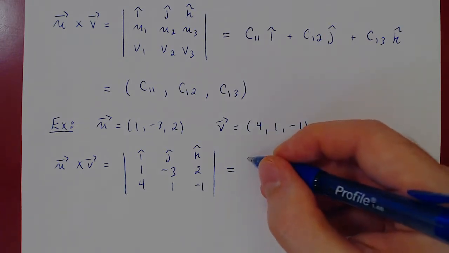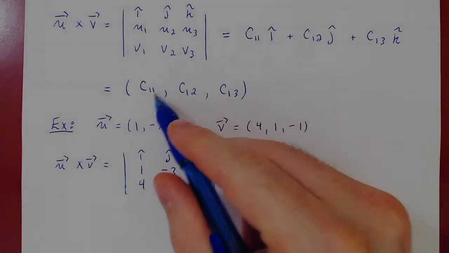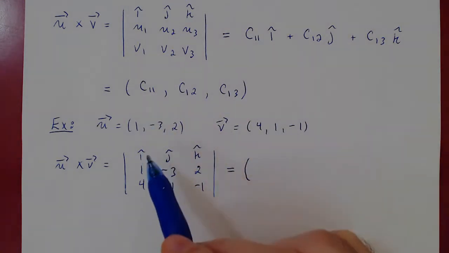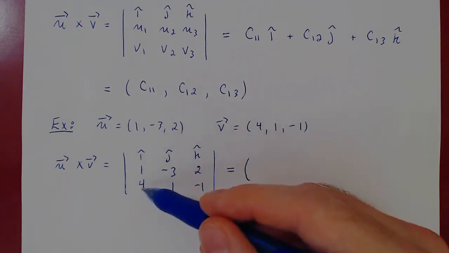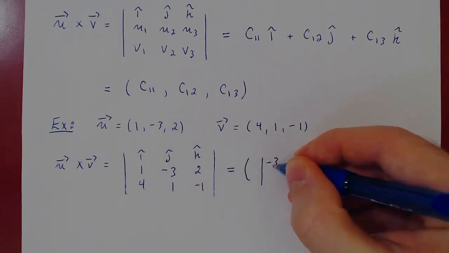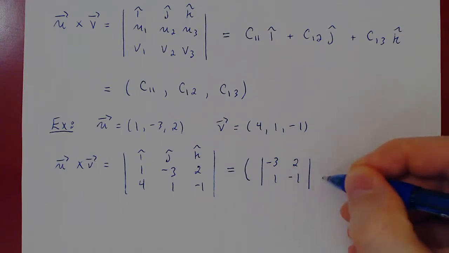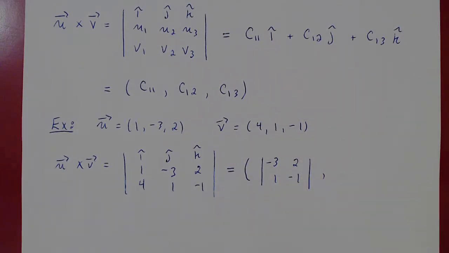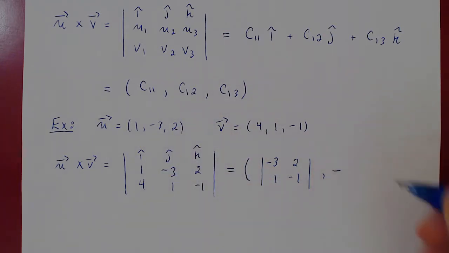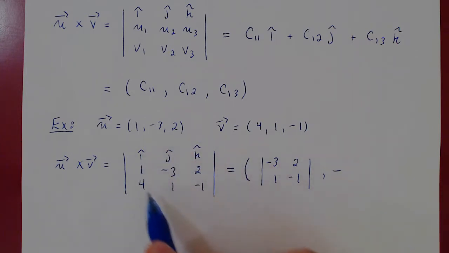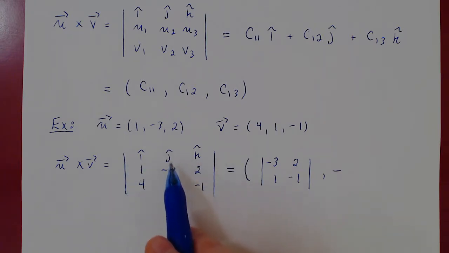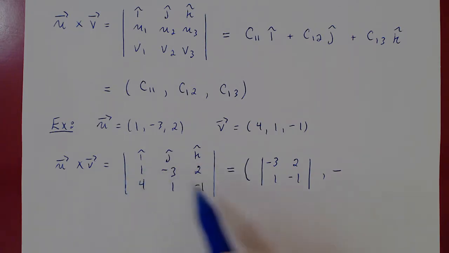We know this is C11. Well, C11: 1 plus 1 is 2, negative 1 squared is 1, so there is no negative sign. And we find the determinant after deleting the first row, first column, so this is the determinant of this 2 by 2 matrix, (-3, 2; 1, -1). That's C11. C12 now, and here's where you have to be careful. 1 plus 2 is 3. Negative 1 cubed is negative 1. So we'll have a negative times the determinant obtained from the given matrix after we delete row 1, column 2, and the matrix is (1, 2; 4, -1).